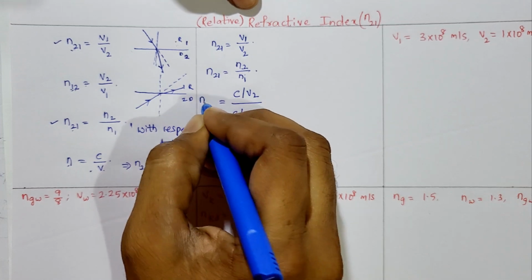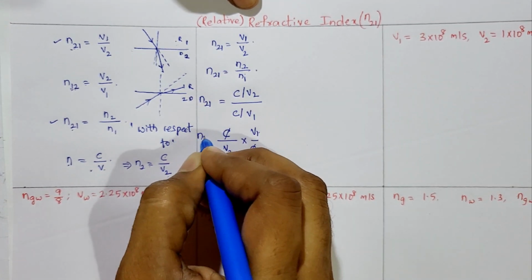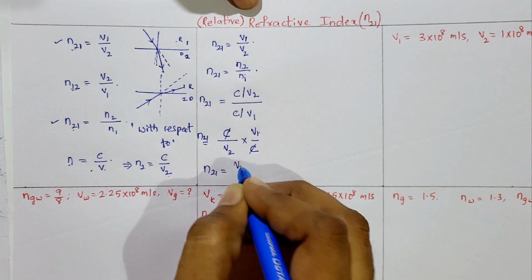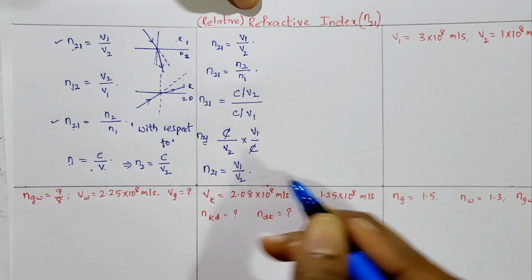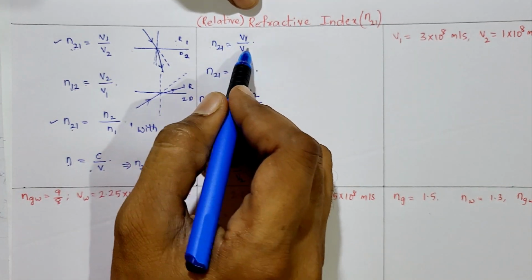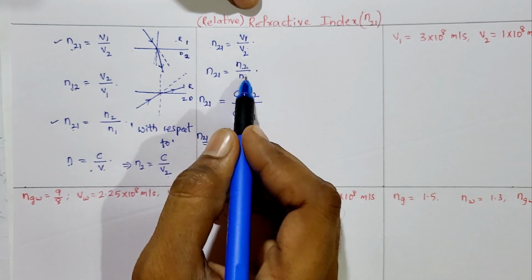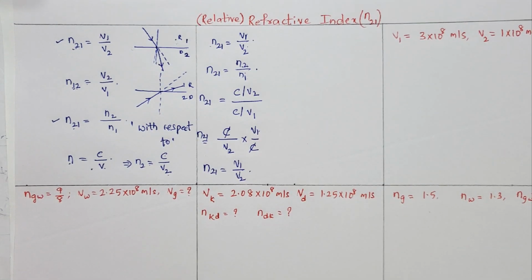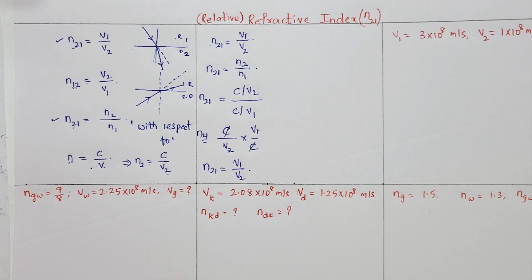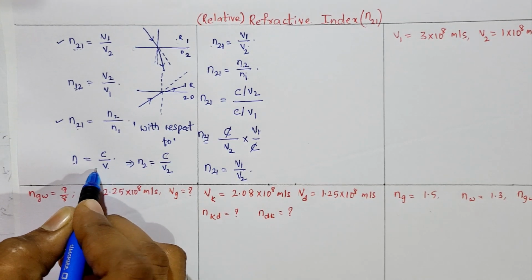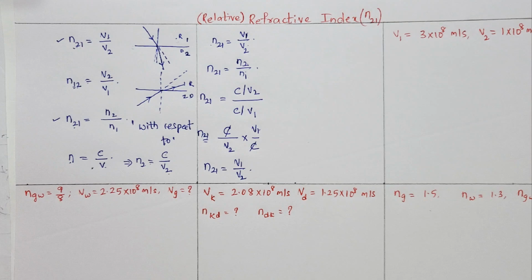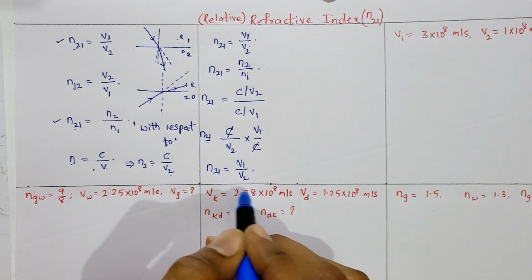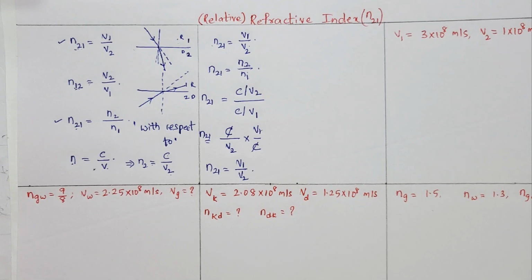On the LHS we have n21, so n21 we got as v1 divided by v2. So n21 is equal to v1 by v2, and n21 is equal to n2 by n1. These two formulas are the same. Is this other formula different? No, this is also not different. Both are the same. How? We'll discuss at the end.